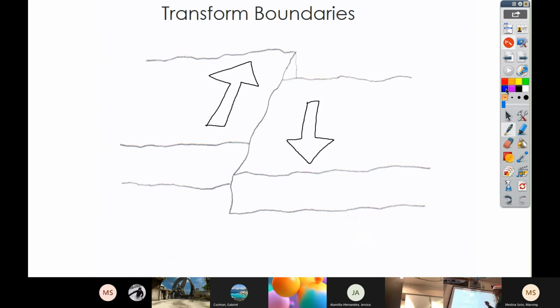And really the only thing that we find here, as you can imagine, these blocks of land not being smooth, they get stuck together and the pressure builds up and builds up until finally that pressure is released as an earthquake.